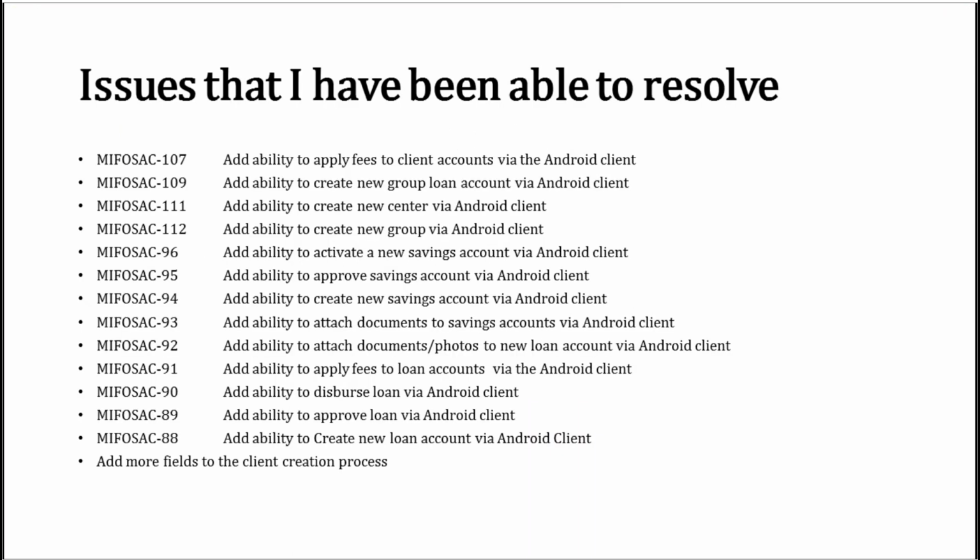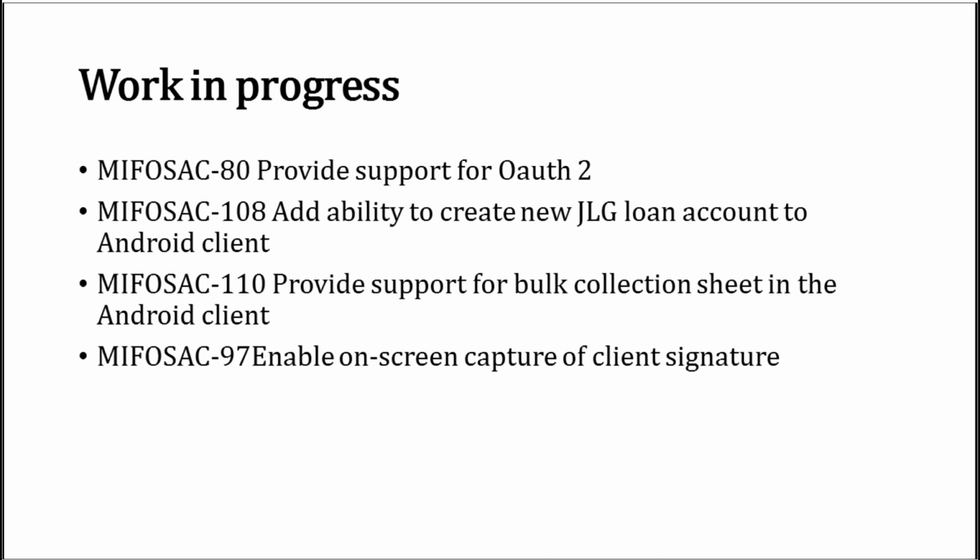So these were the issues I was working on. I was working on the ability to add fees to a client via the Android client, creating a new group, a new center, a new group clone, a new savings account, approving the savings account, attaching documents to savings accounts and loan accounts, applying fees to loan accounts, disbursing a loan via the Android client, approving the loan, creating a new loan, and adding more fields to the client creation process. These are not all the issues I worked on. There were some more issues that I'm supposed to work on that I haven't finished.